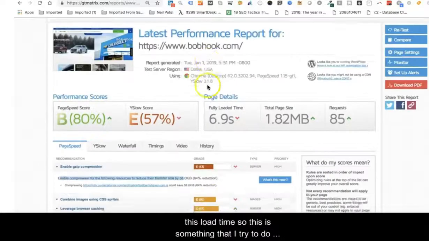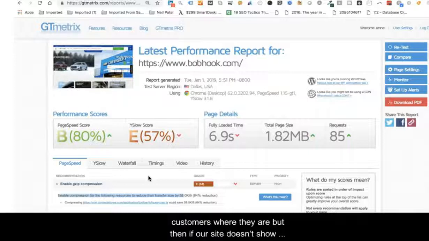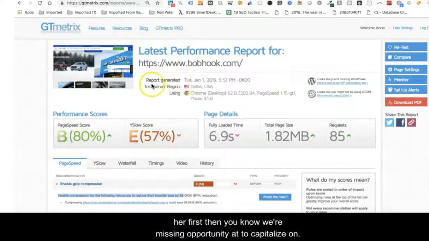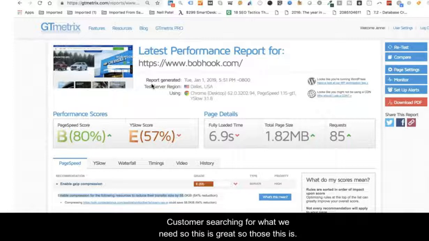So this is something that I try to do every time I go into a site. We're always trying to make things faster. We're always trying to, again, meet customers where they are. But then if our site doesn't show up first, then we're missing opportunity to capitalize on customers searching for what we need. So this is great.